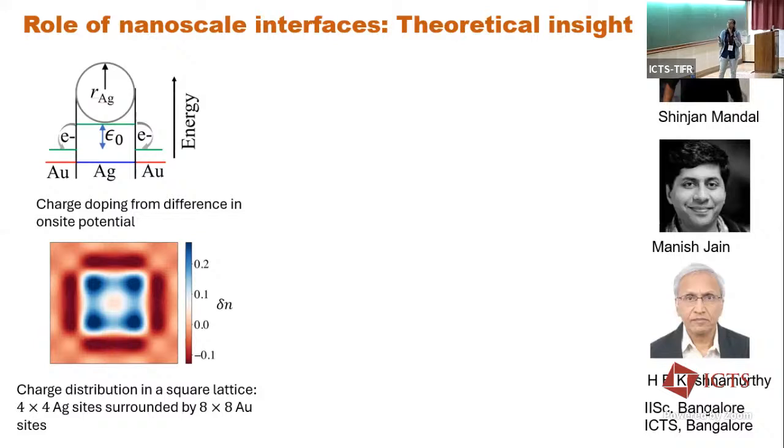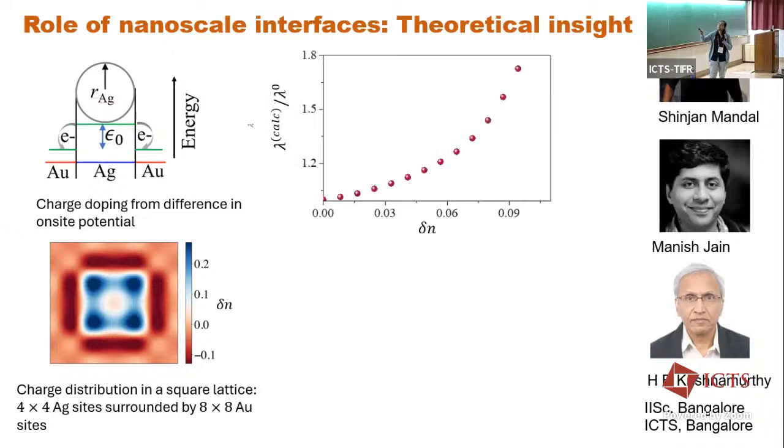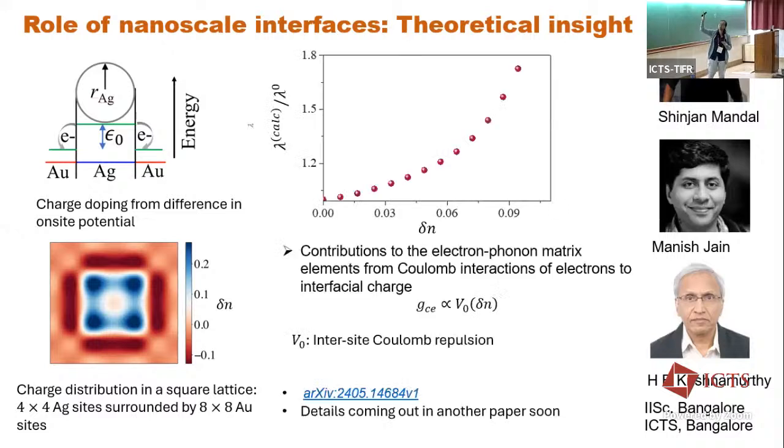in a square lattice, if you just take a toy model of a square lattice, they have shown this charge distribution. By keeping an on-site potential difference, you can have a finite charge. And in their calculations, they show that this is how lambda can go up in principle. The reason is that due to the interfacial charge transfer, your electrons can couple to these interfaces through electrostatic, Coulomb interactions, and the interfaces can host their own set of phonon modes called localized phonons. So this can indeed lead to the enhancement in lambda, which is a possibility.